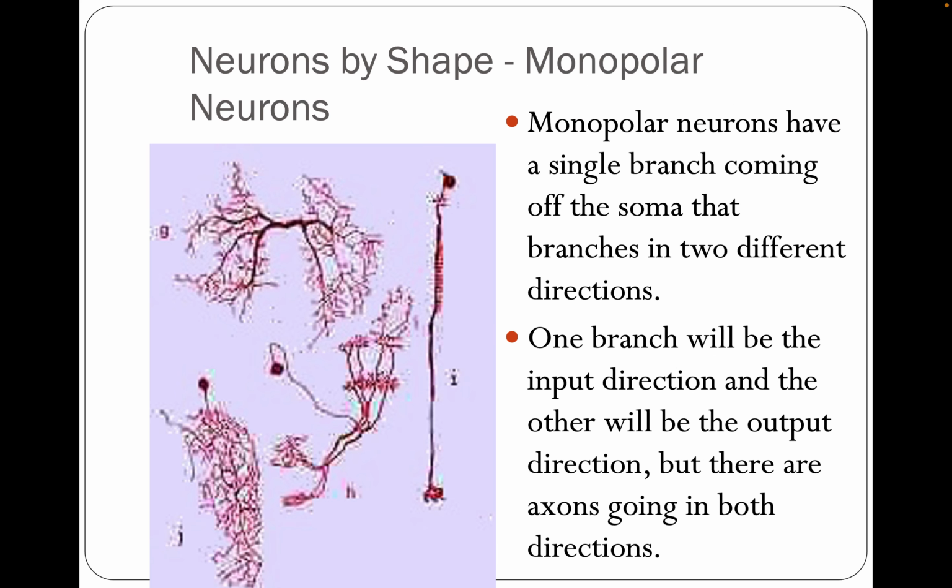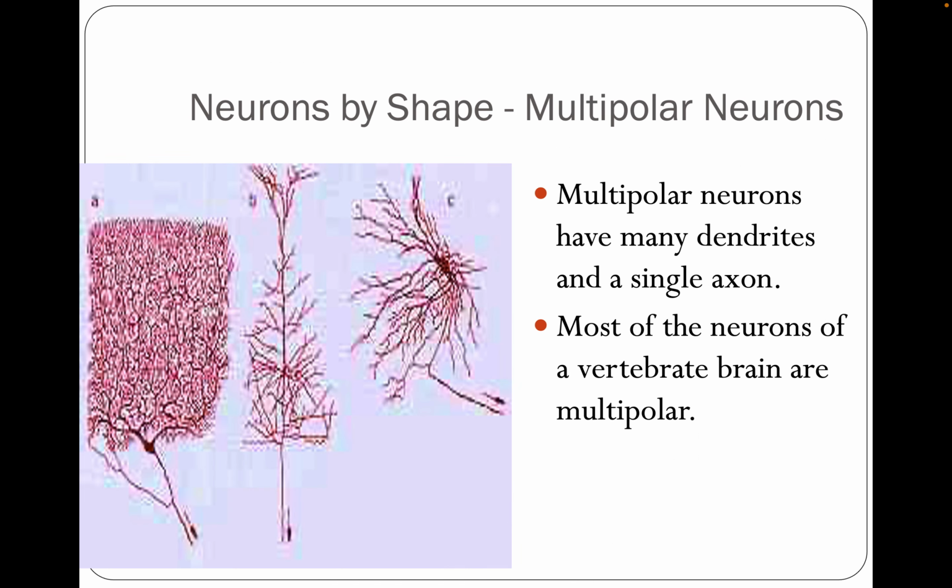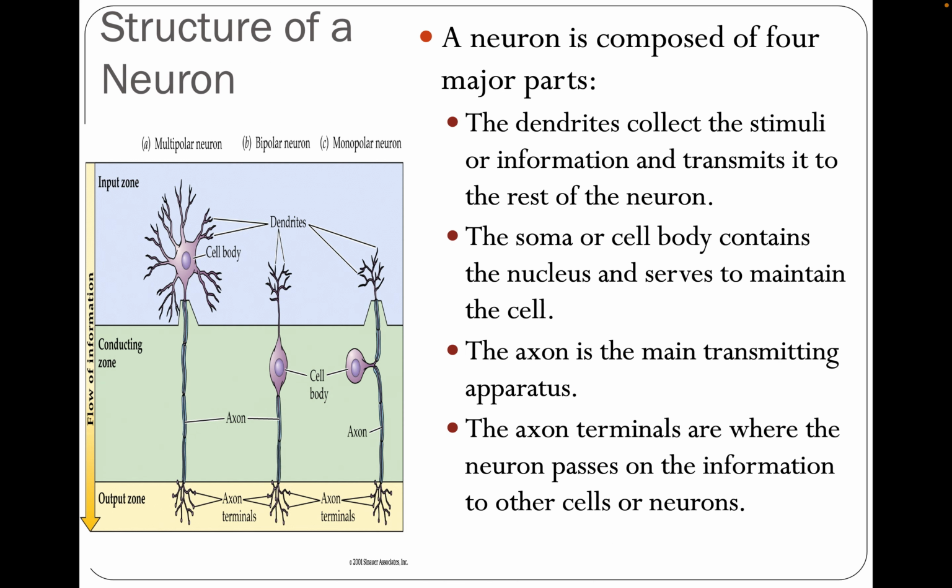Monopolar neurons have a single branch coming off the soma that branches in two different directions. One branch will be the input direction, and the other will be the output direction. But there are axons going in both directions. We saw those right here.